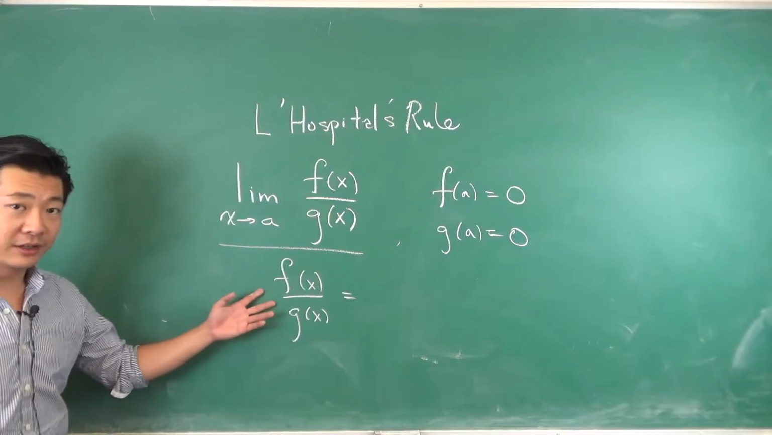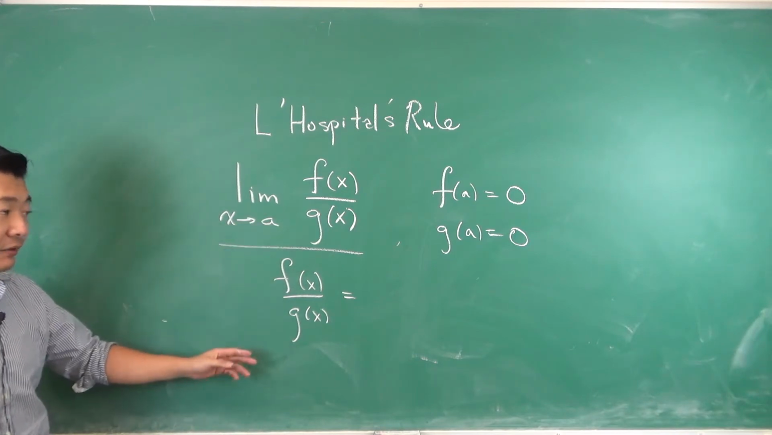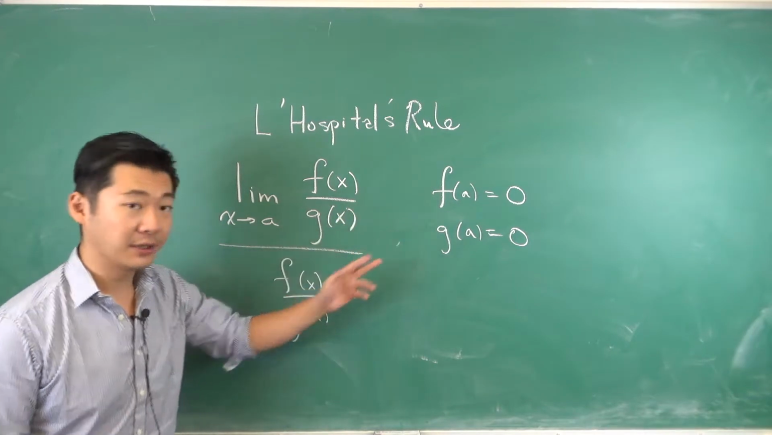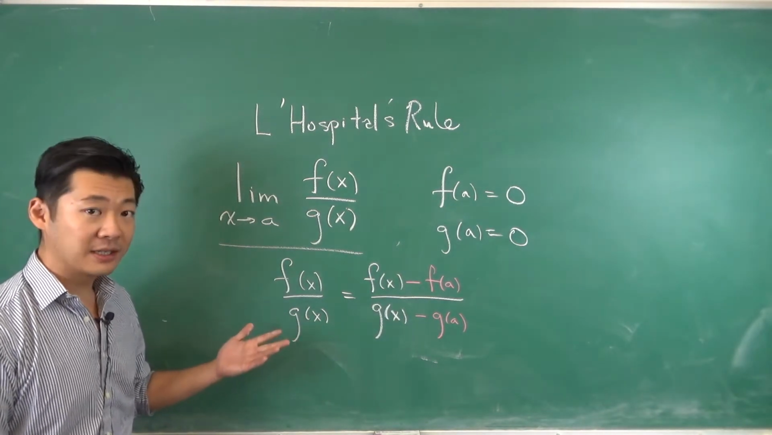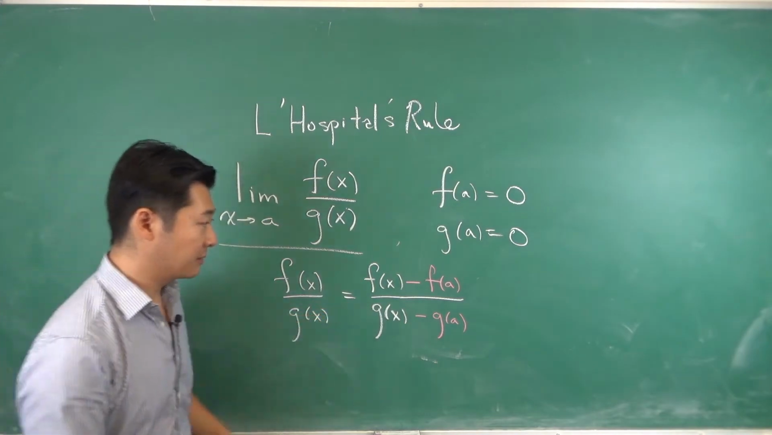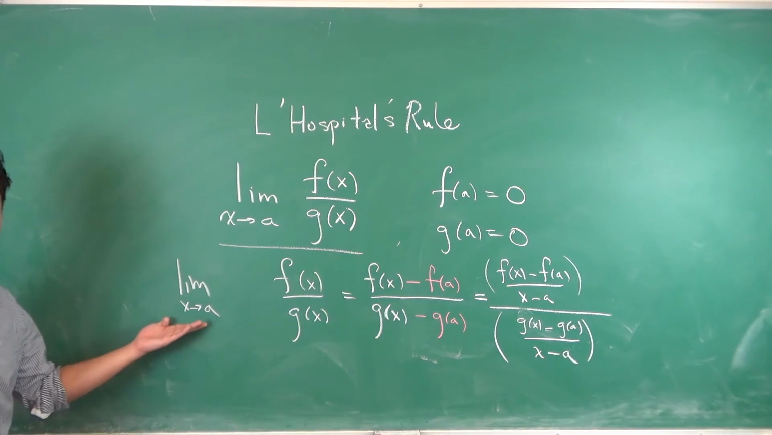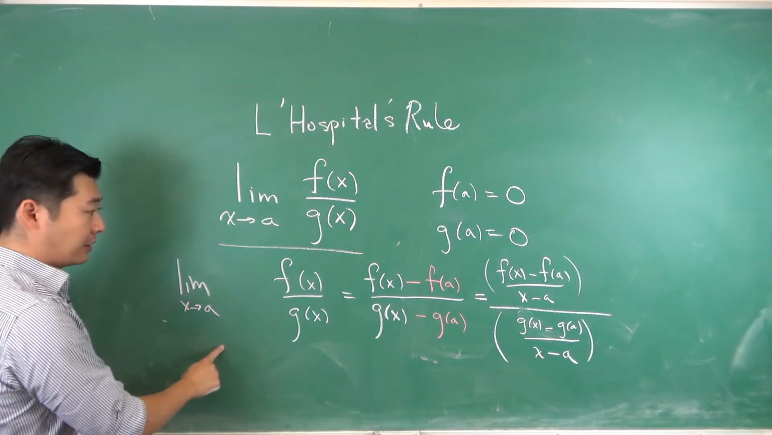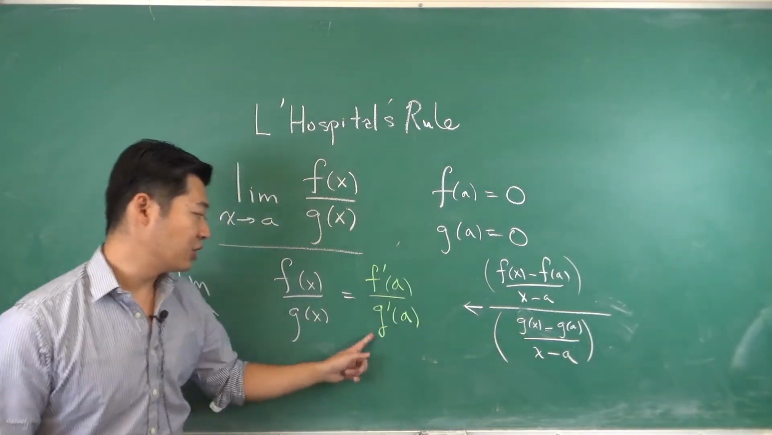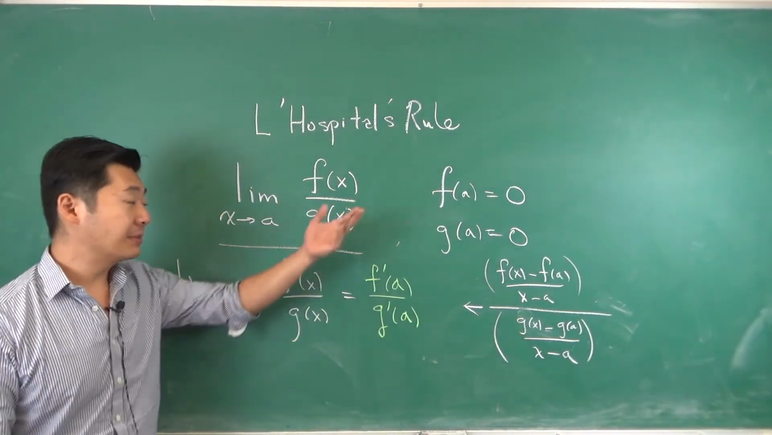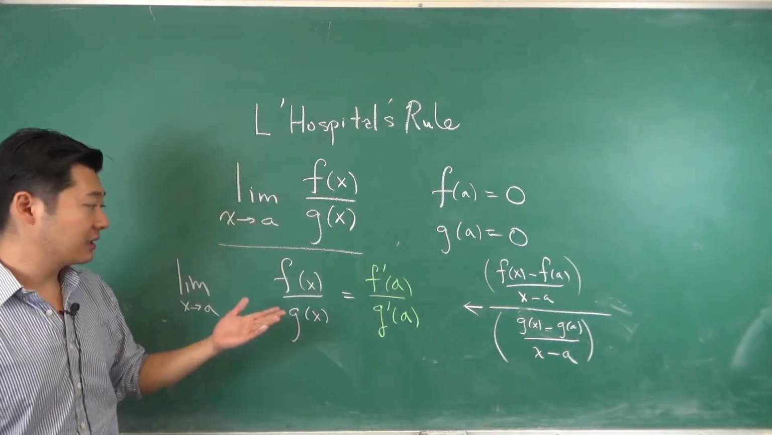Well, let's take a look at the quotient. We can subtract f of a and g of a from the top and bottom because they're both equal to 0. And then we can also divide by x minus a on the numerator and the denominator. We can do this as long as x is not equal to a. By taking the limits as x goes to a of everything, we have that this goes to f prime of a and this will go to g prime of a. And perhaps g prime of a is non-zero. Then that will give us the limit.